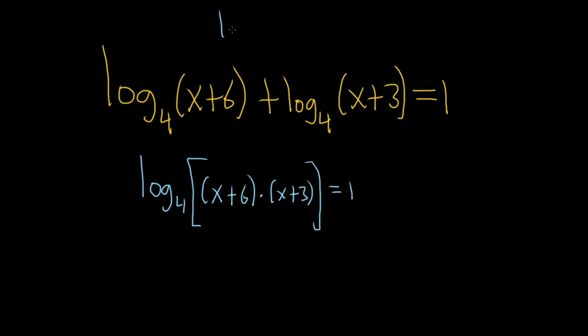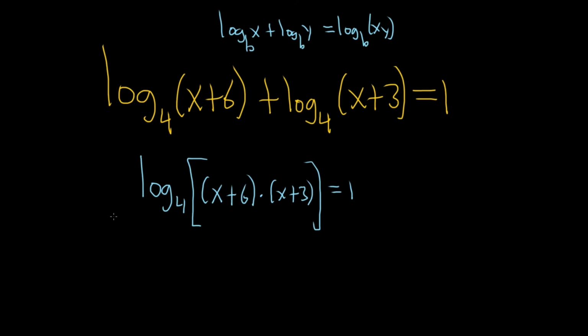The rule here basically says if you have the log base b of x plus the log base b of y, that's equal to the log base b of x times y. So the addition turns into multiplication. All right. Now we need to get rid of this log.